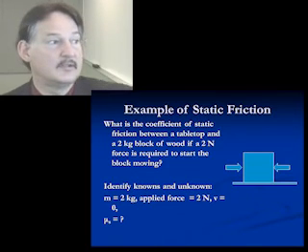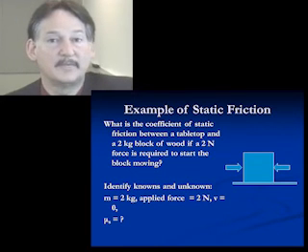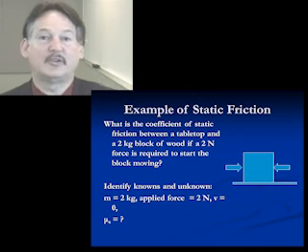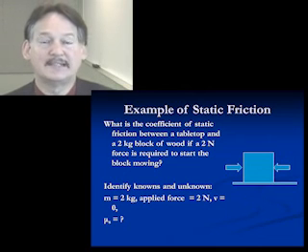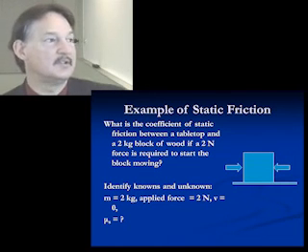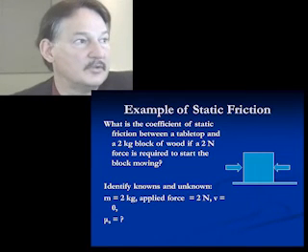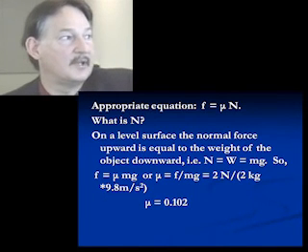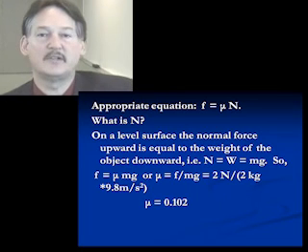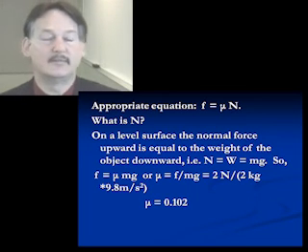And we are applying a 2 newton force to overcome friction. So we have 2 newtons equals mu, the coefficient, times 19.6 newtons. And then we can divide those two. Here we have 2 newtons divided by the weight mg, 2 times 9.8, to get a coefficient of friction of 0.1, approximately.